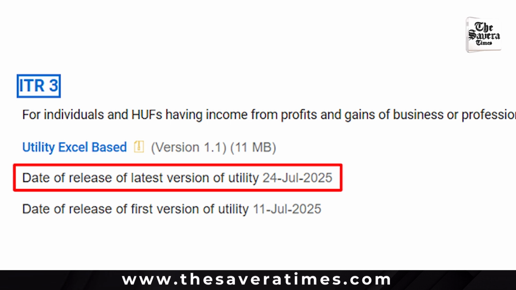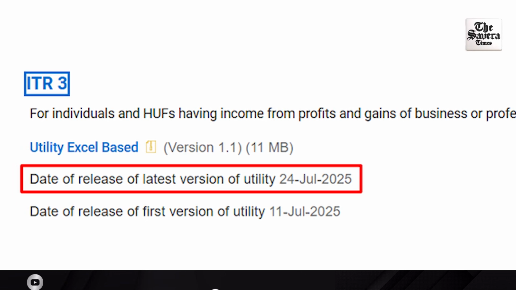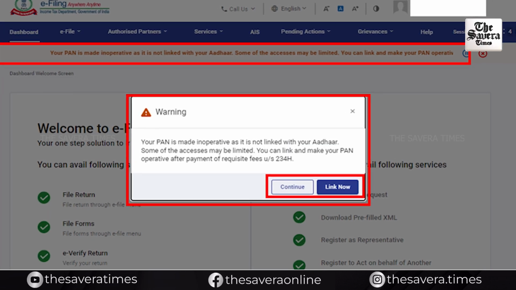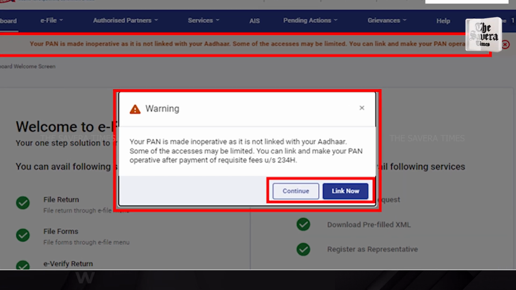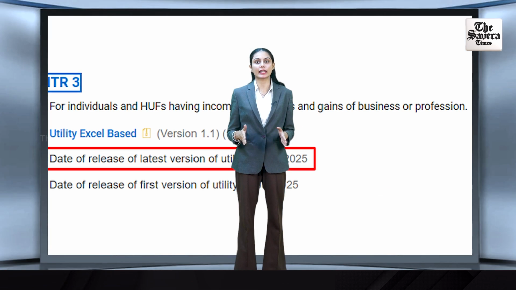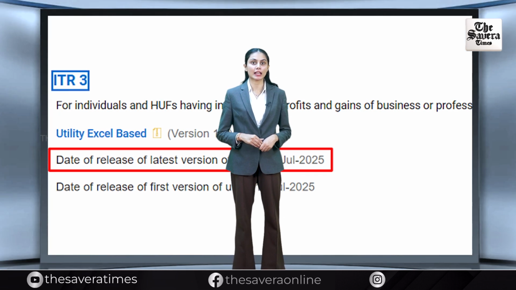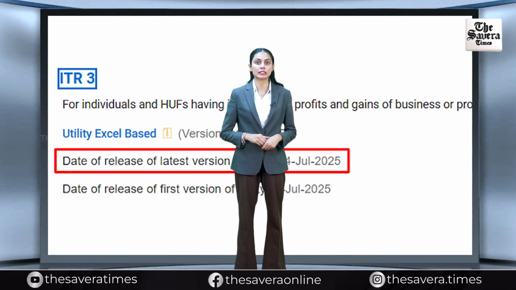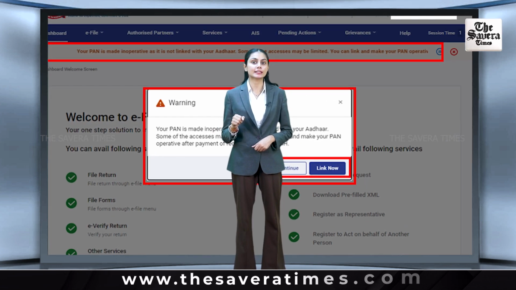As per the latest notification by the Central Board of Direct Taxes, ITR-3 is now applicable to individuals or Hindu undivided families who have income under the head profits or gains from businesses or profession and who do not qualify to file ITR-1, ITR-2 or ITR-4.